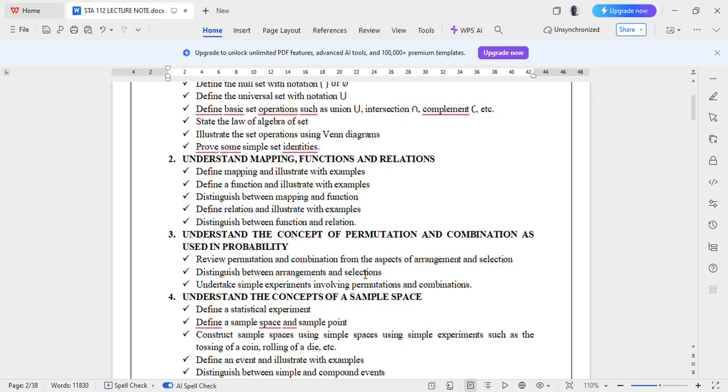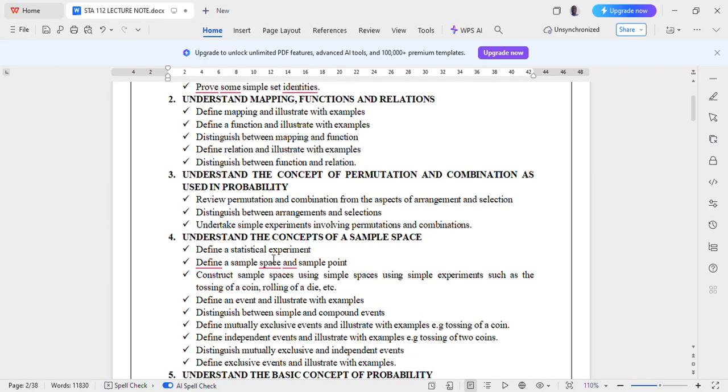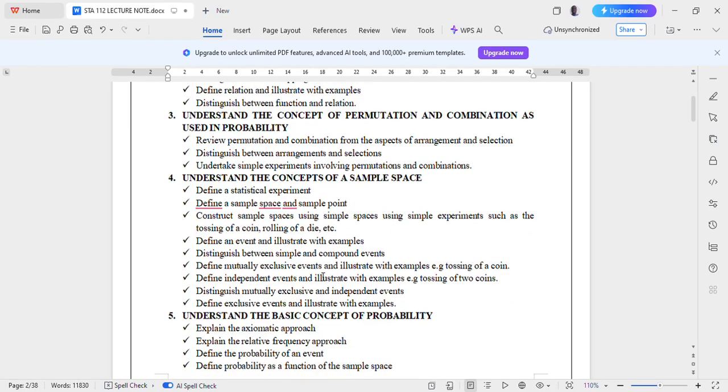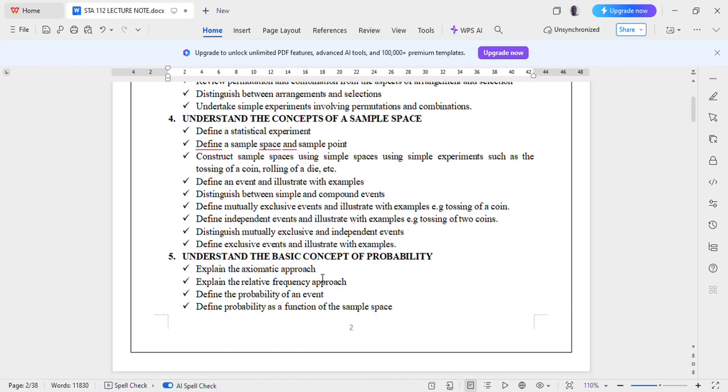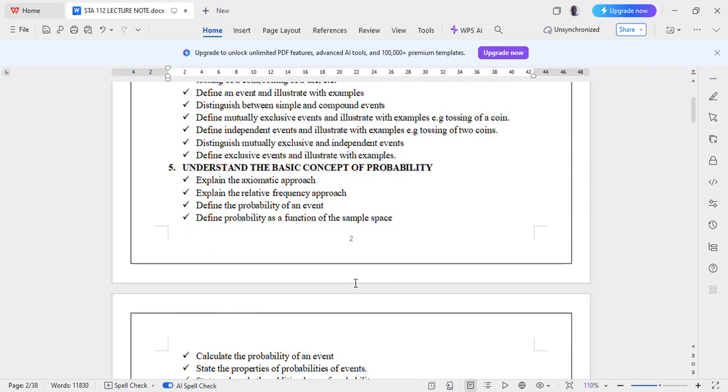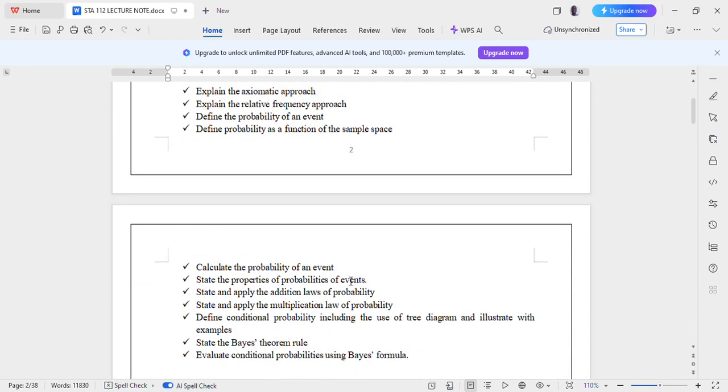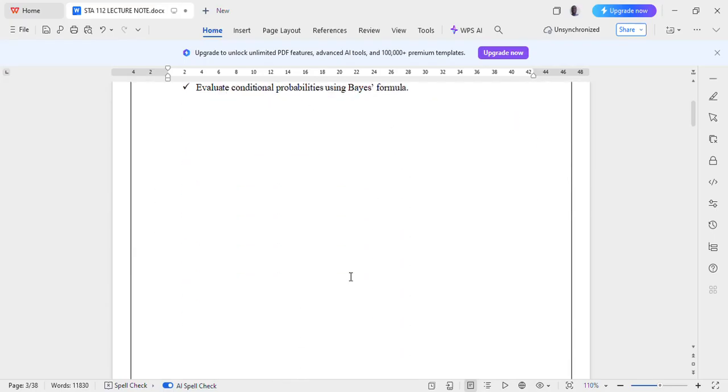Module 3 talks about understanding the concept of permutation and combination as it is used in probability. Module 4 is understanding the concept of a sample space, as related to probability as well. Then the last part talks about the basic concepts of probability. So these are the overview of the course outline of this course.